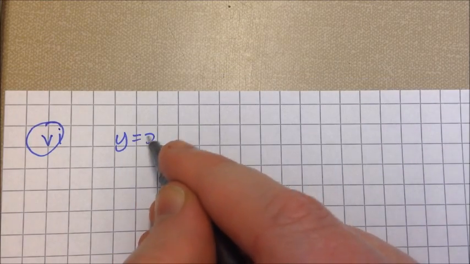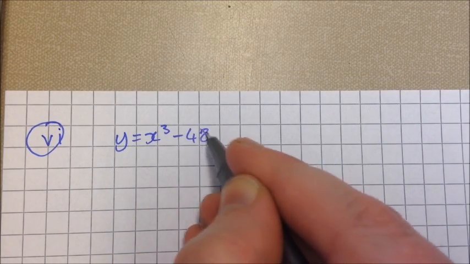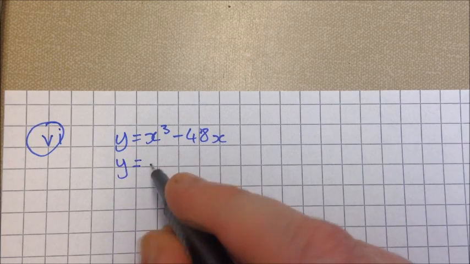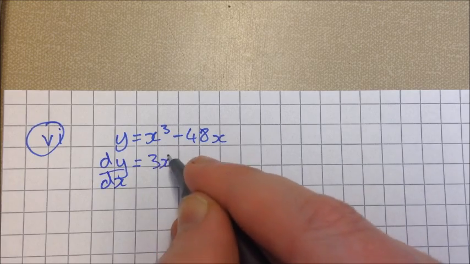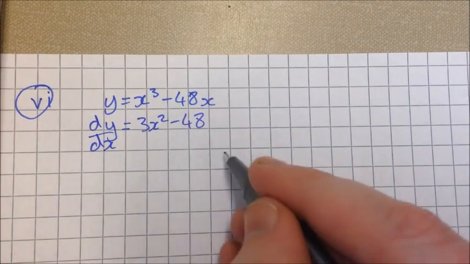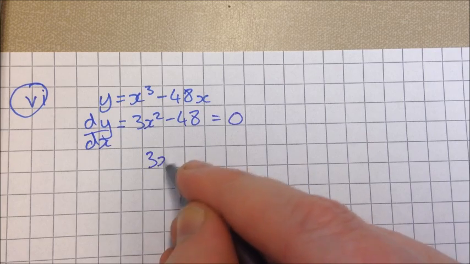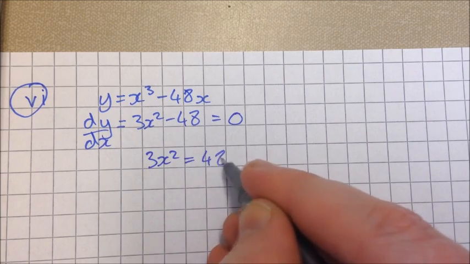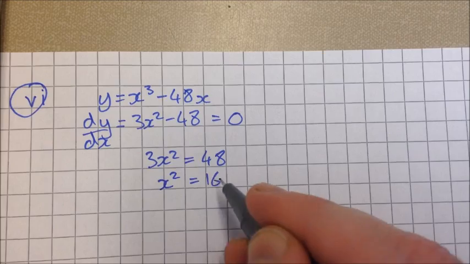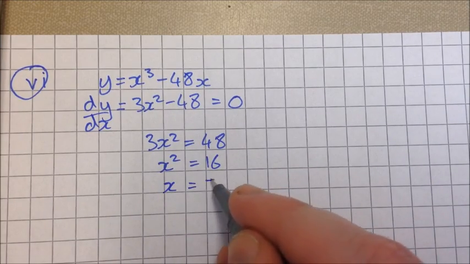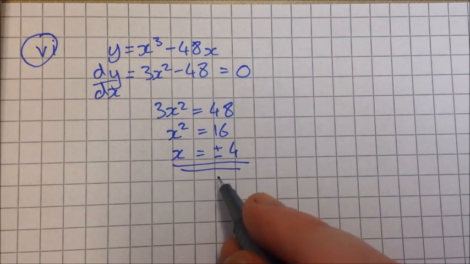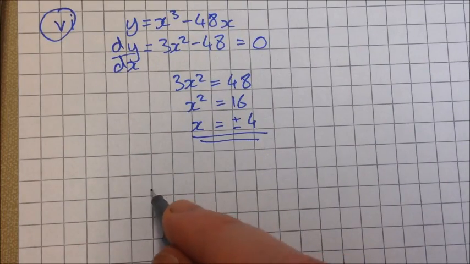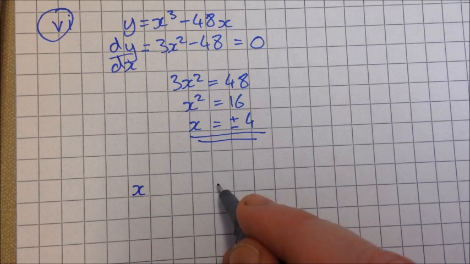Number 6. y equals x cubed, take away 48x. Let's just work out the gradient. When that's 0, we've got 3x squared equals 48, x squared then equals 16, a nice square number, x equals plus or minus 4. Remember that a square root has two answers. Negative 4 squared is 16, too. So we've got two values of x we need to investigate.